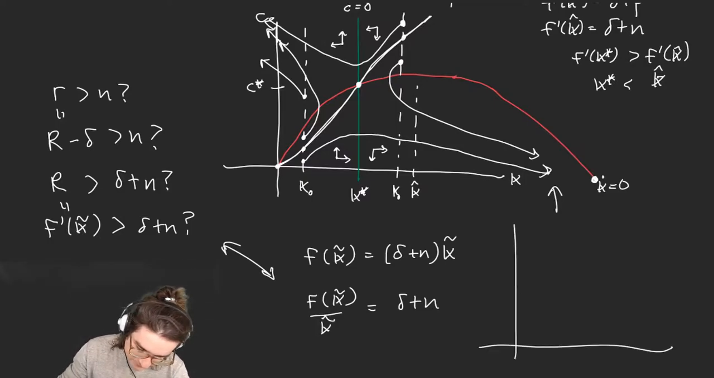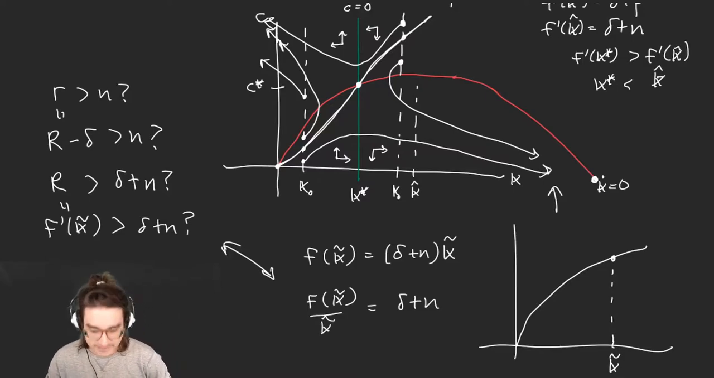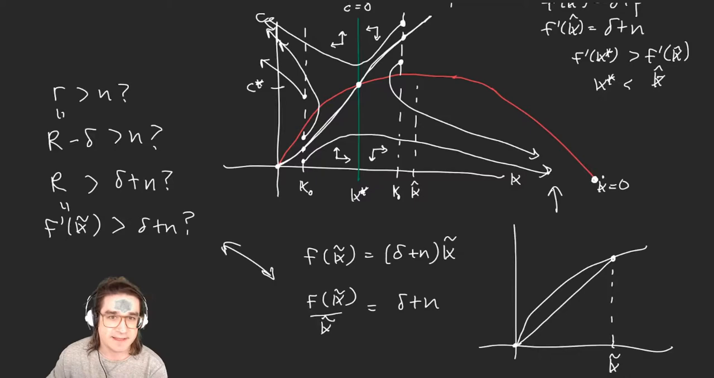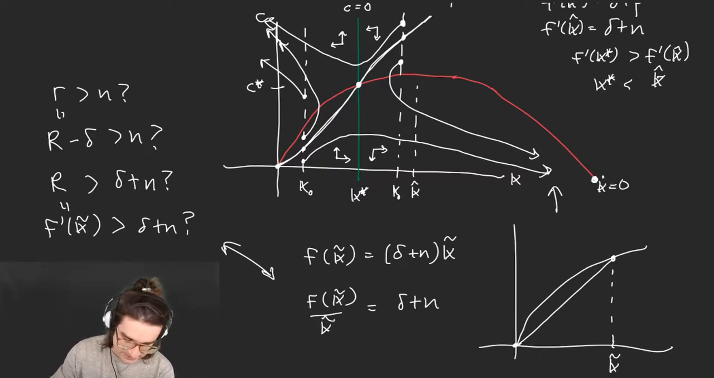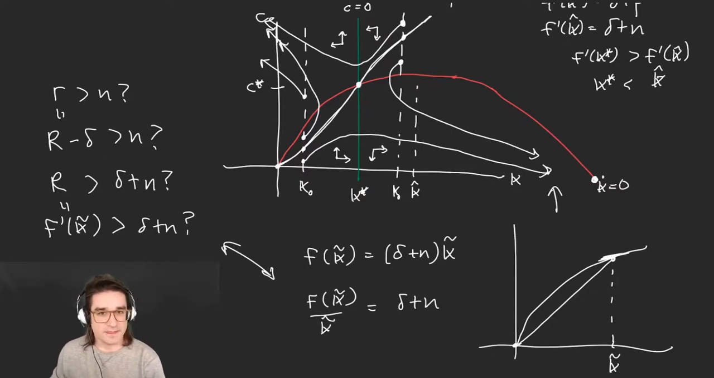Okay, let's think about f, all right? F is a concave function, all right? We have some point here, k tilde, all right? F of k over k is the slope, that's the average product, right? That's the slope of the line connecting 0 with f of k tilde, right? F prime of k is that marginal product, the derivative at that point, right?